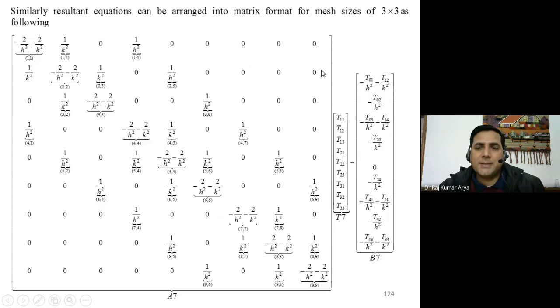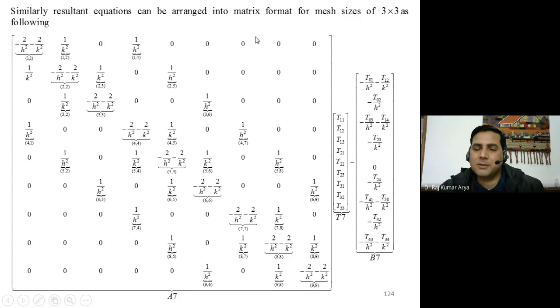After that, I generated for 3 by 3, for which we wrote the equation just now. So for 3 by 3, I am arranging this in terms of this. This is a coefficient of T11. This is T12. This is T13. This is T21. This is T22. T23, T31, T32, and T33.